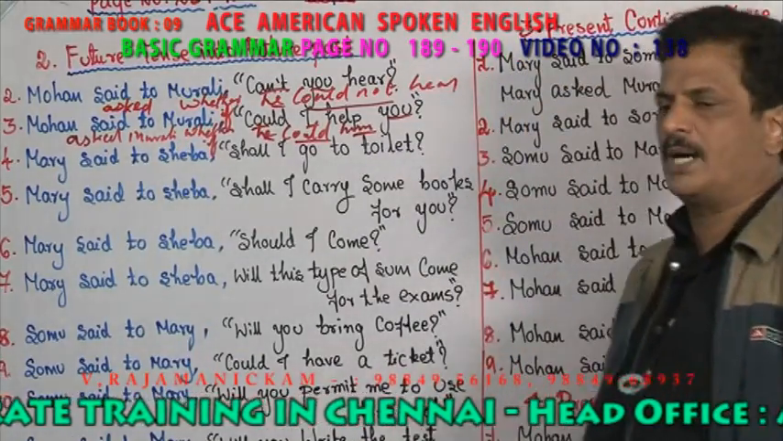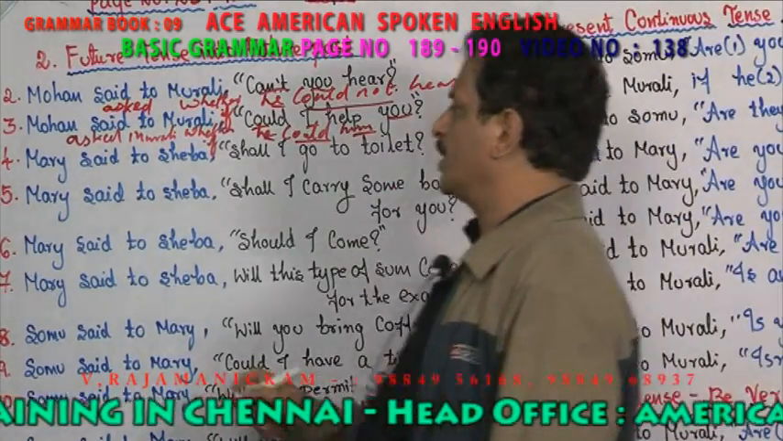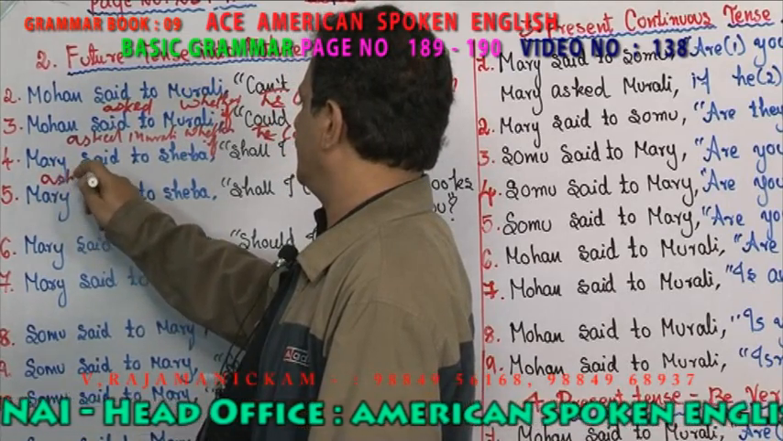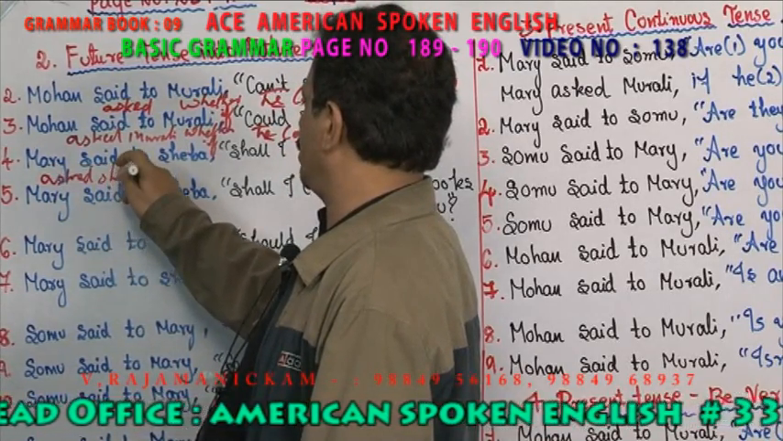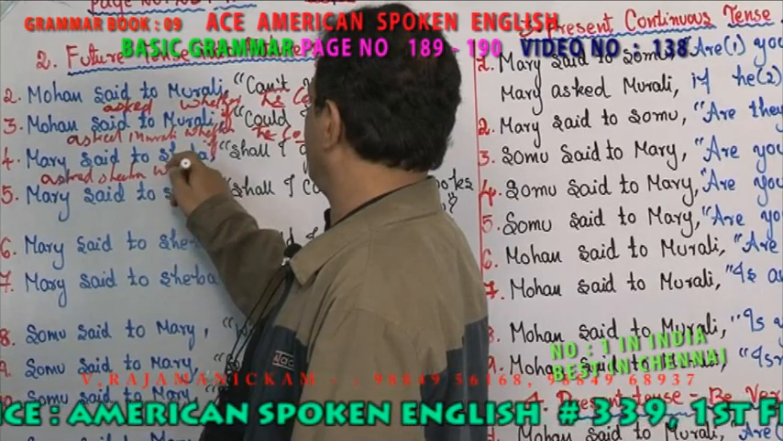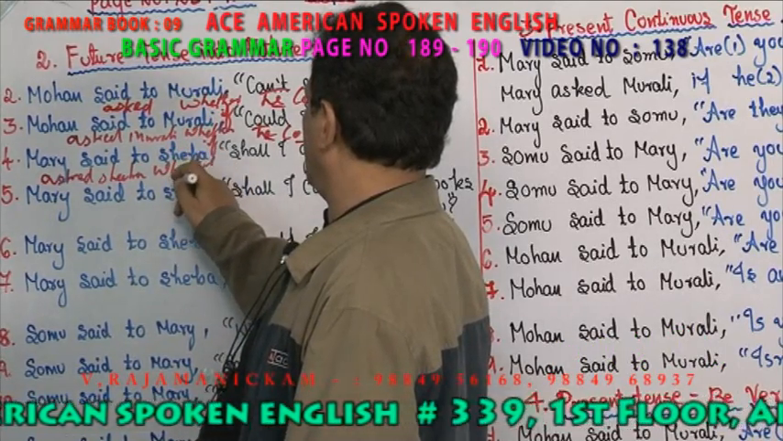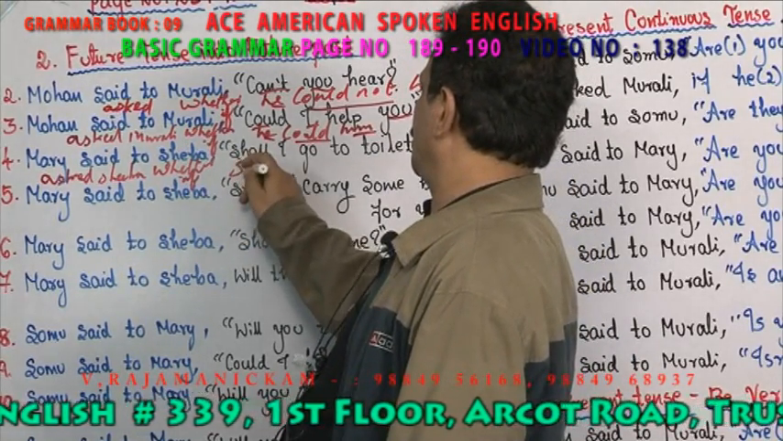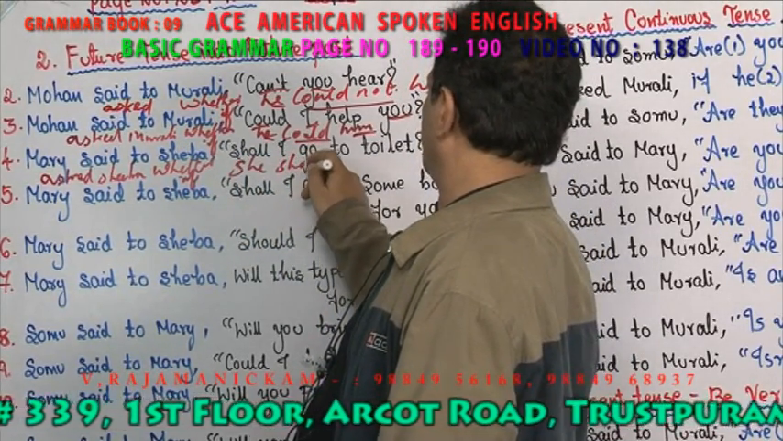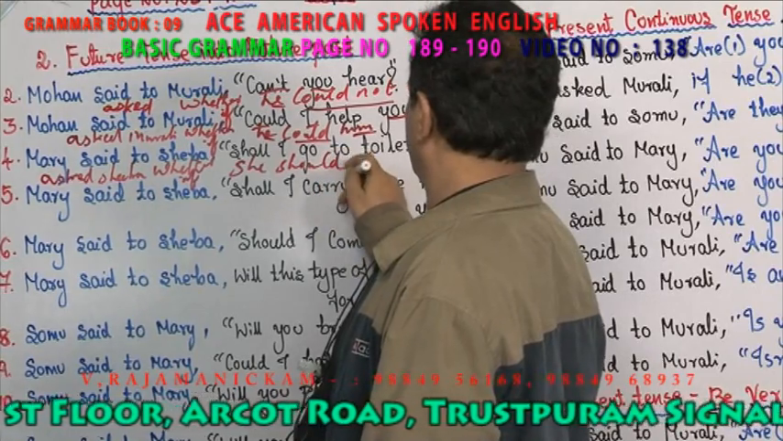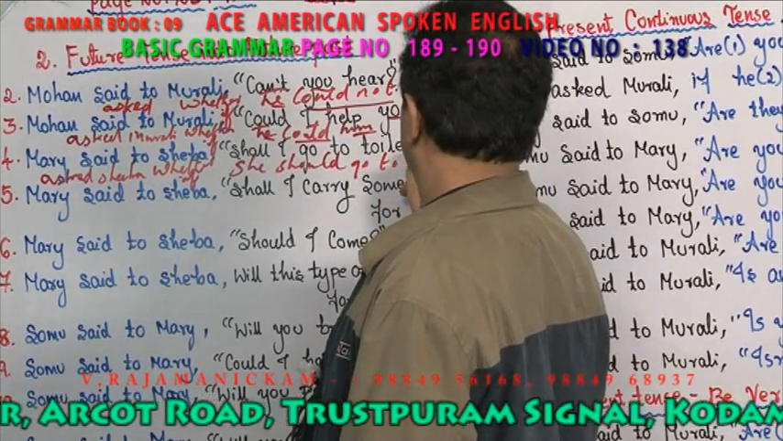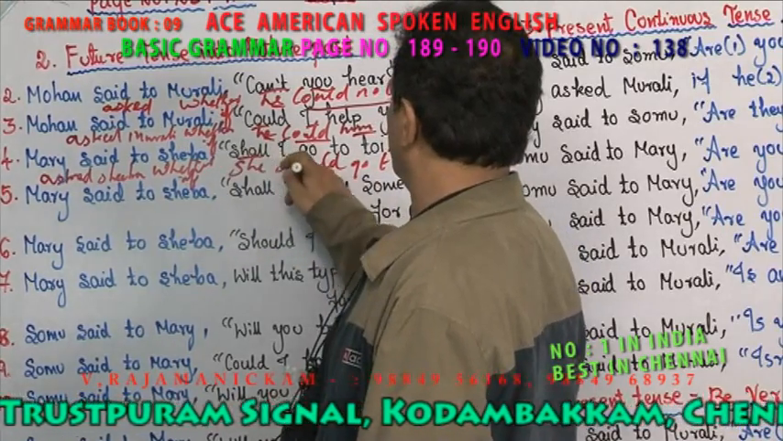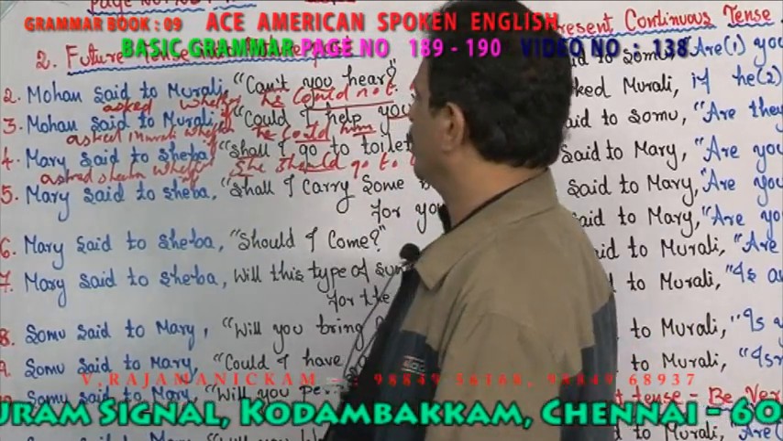Mary said to Sheba, shall I go to toilet? So, Mary asked Sheba, how does it change? Whether or if she should go to toilet, right sir? Whether she should go to toilet, right? So, shall changes into should, I changes into she.